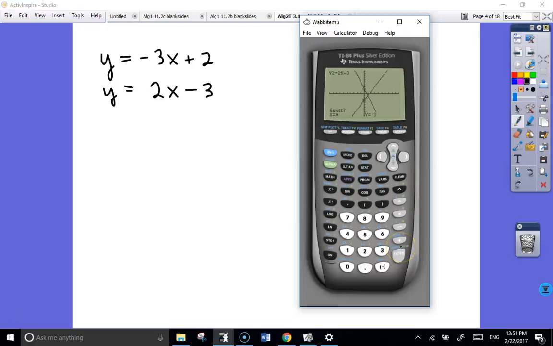And then it always says guess, question mark. And at that point, you're going to just say enter. And you get your -1 or 1, -1. Okay. Right, let's try another one.